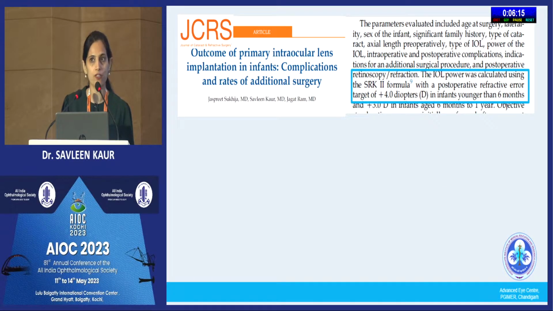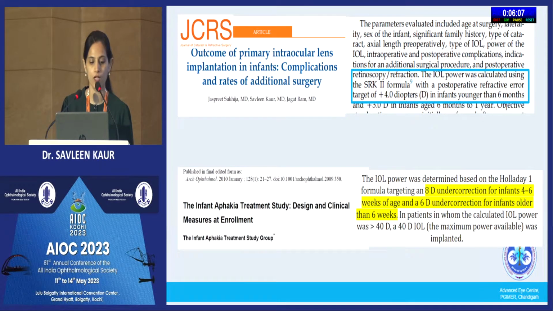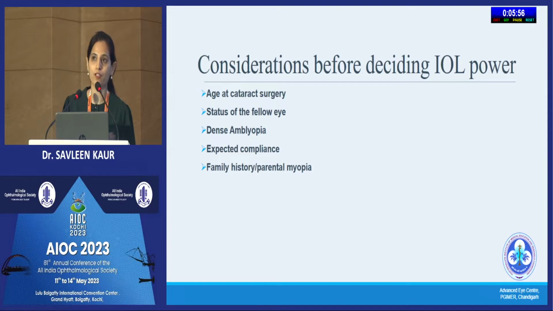So we did publish a lot of literature on intraocular lens implantation even in infants, and we chose +4 in infants younger than 6 months, and that is what mostly we follow. The Infant Aphakia Treatment Study is the largest evidence available. It says that we have to undercorrect by 8 diopters for infants 4 to 6 weeks of age. So you have to consider a lot of factors when you choose what method you want to use.